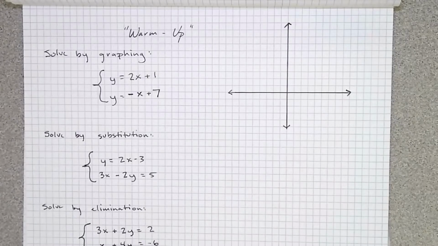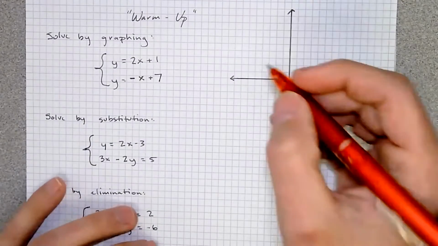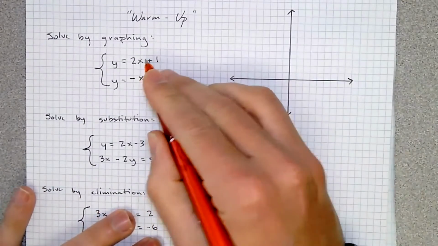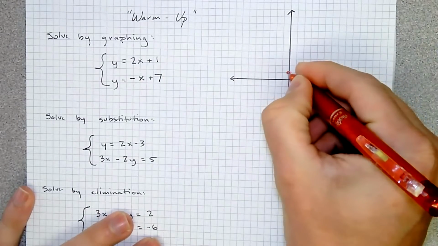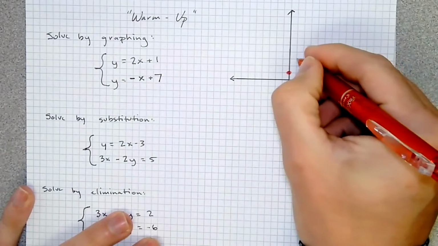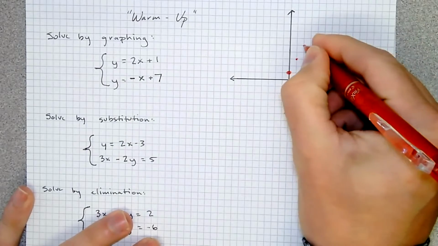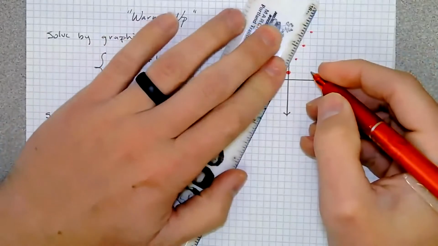All right, so first one here, solving by graphing. Got y equals 2x plus 1, y equals negative x plus 7. So graph the first one. And remember, we're looking for the point of intersection. So we start with the y-intercept of 1, slope of 2. Graph that looks like this.